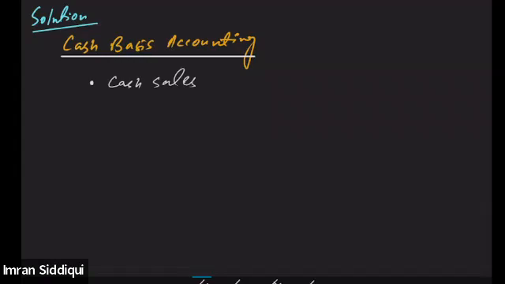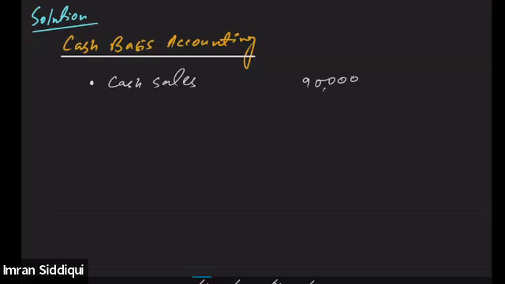The cash sales given in the question is 90,000. Then we have credit sale. Obviously, credit sale cannot be considered by cash basis accounting, so we'll just ignore this. His expenses for the year were 70,000. So this is the 70,000 expense that I'm assuming must have been paid by way of cash.